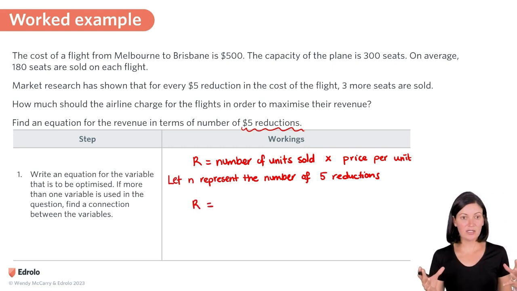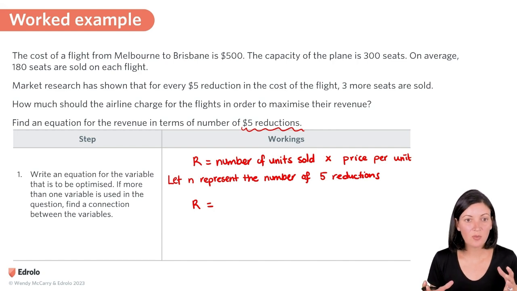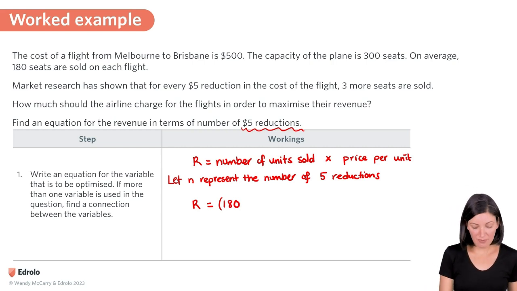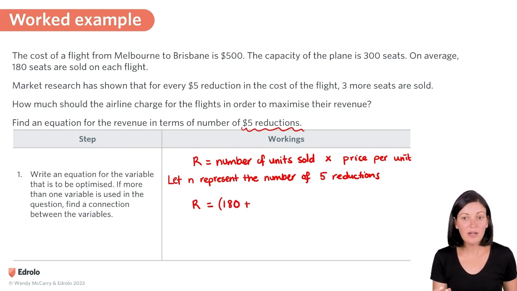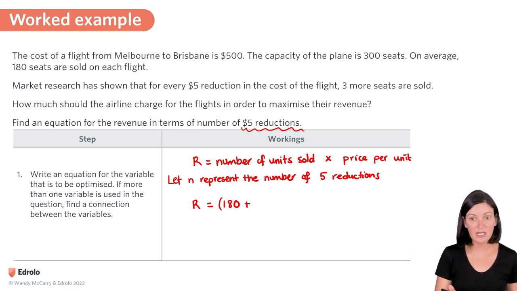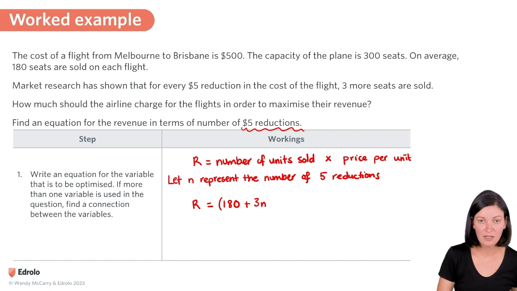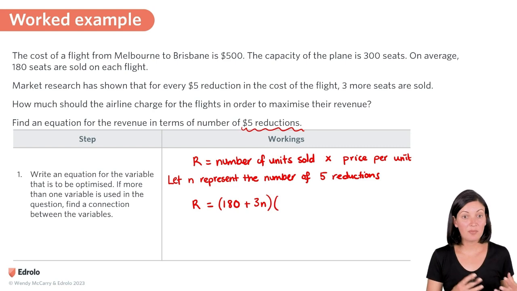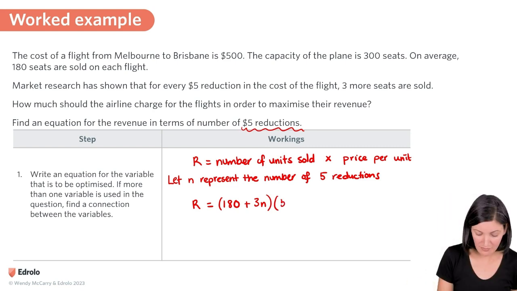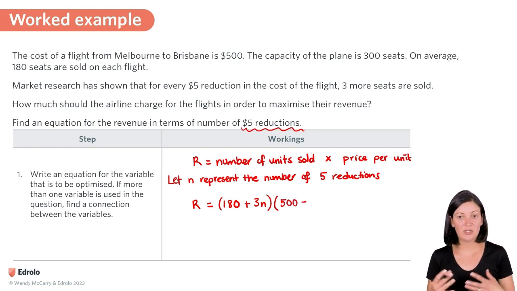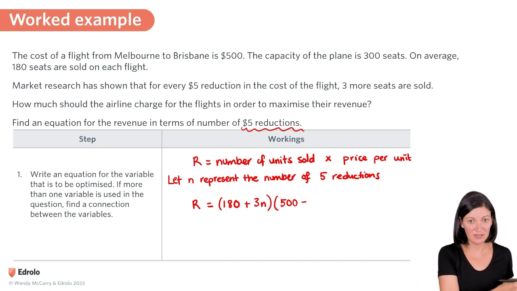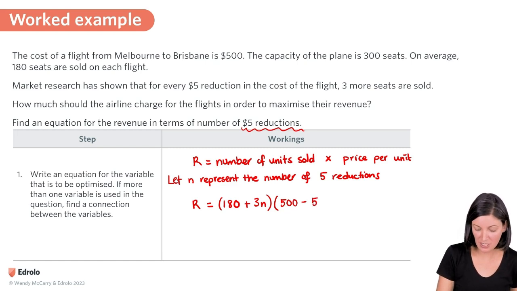Now, the number of units sold. So on average, we have 180 seats sold, right? But if we have, say, one $5 reduction, we're going to sell 3 more seats. So the number of seats sold is going to be 180 plus 3 times the number of $5 reductions. Now, the price of each flight starts at $500, and we're going to subtract $5 every time we have a reduction. So it's going to be 500 minus 5n.